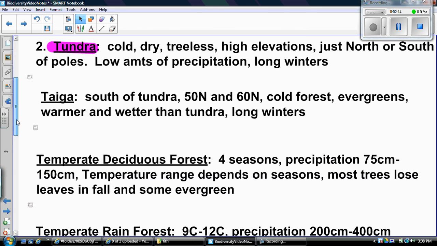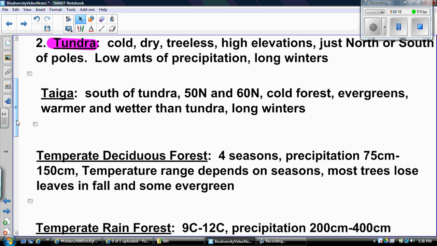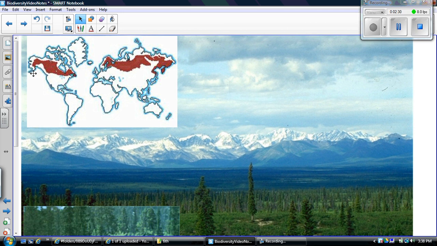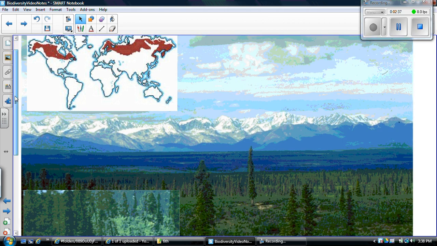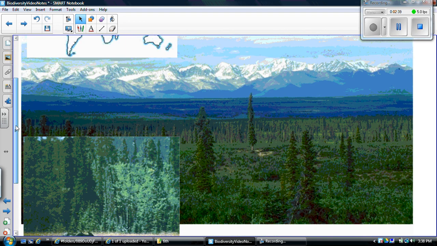The taiga is south of the tundra. It's usually 50 to 60 degrees north of the equator. Cold, forest, evergreens, warmer and wetter than the tundra, long winters. So here is where the taiga is located on Earth, and here's what it looks like. Kind of looks like where we live too, because we have the mountains.